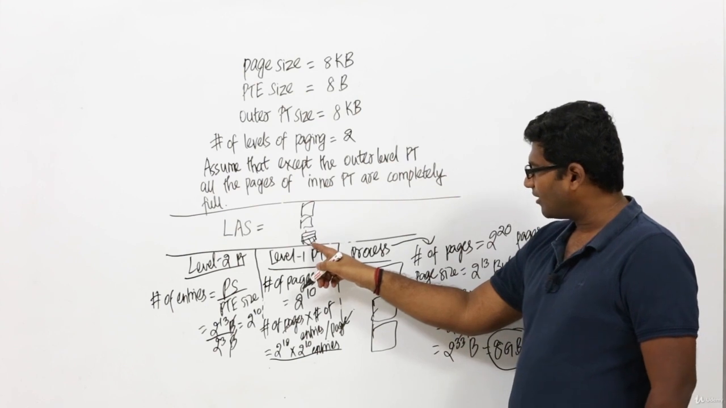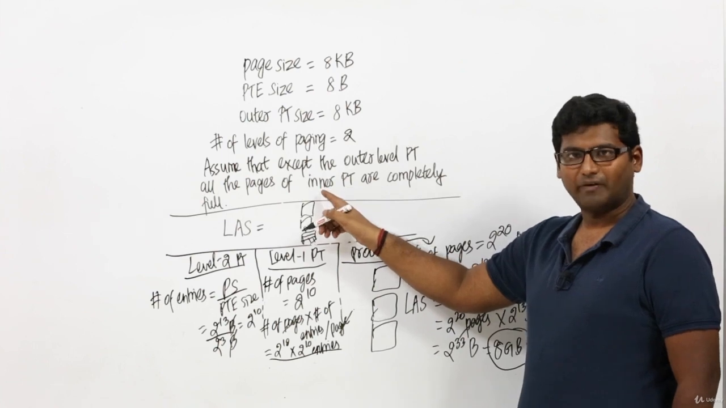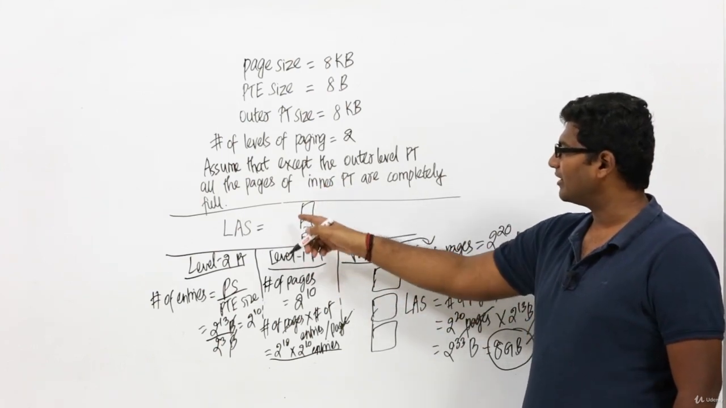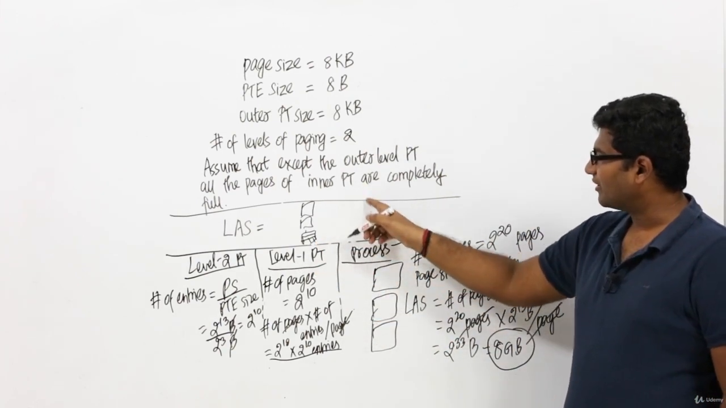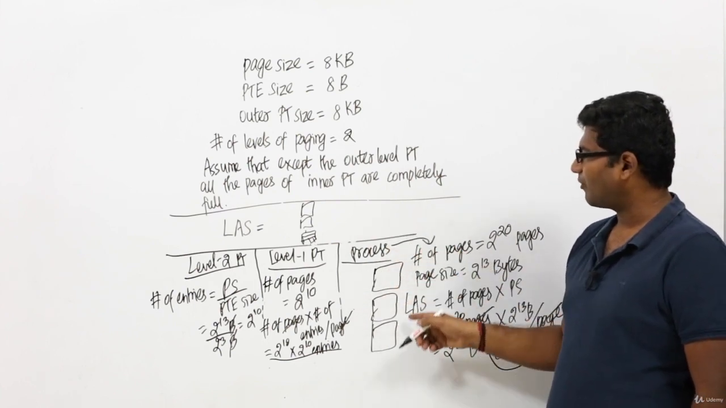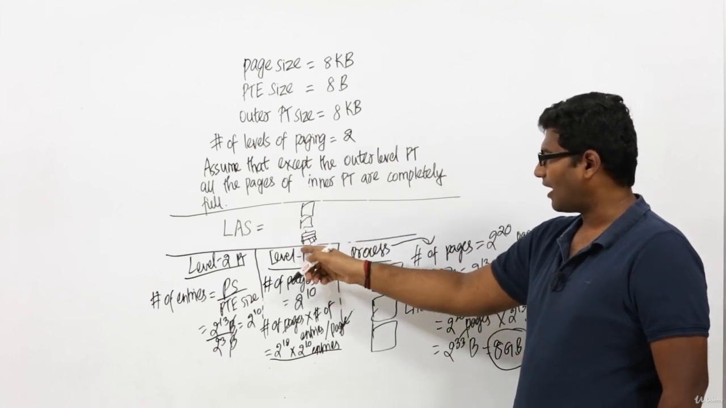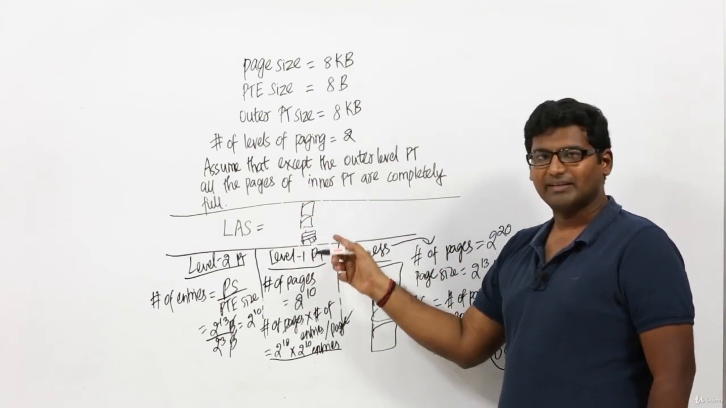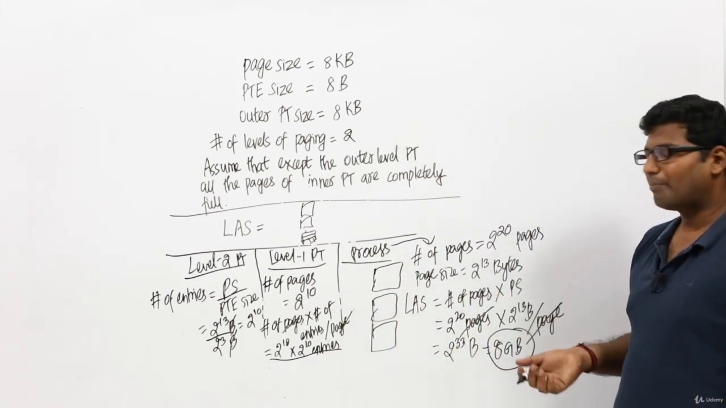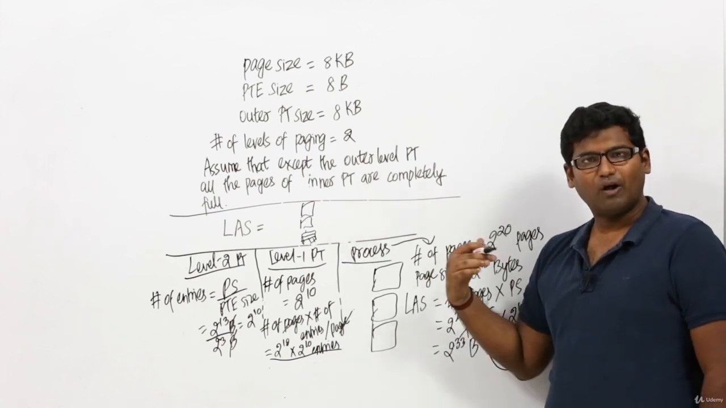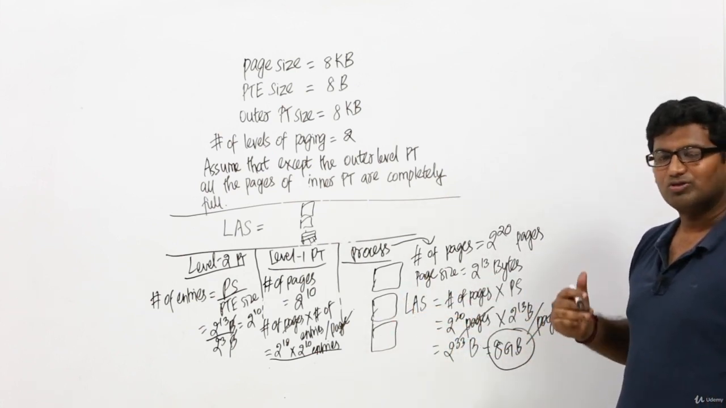If this is not occupied, the number of entries in this level of page table will decrease. If this decreases, then the number of pages in our actual process will decrease, because the number of pages in the process is equal to the number of entries in this level. If the number of entries in this level decreases, the number of pages in our process will also decrease, and then the size of our process will also decrease.